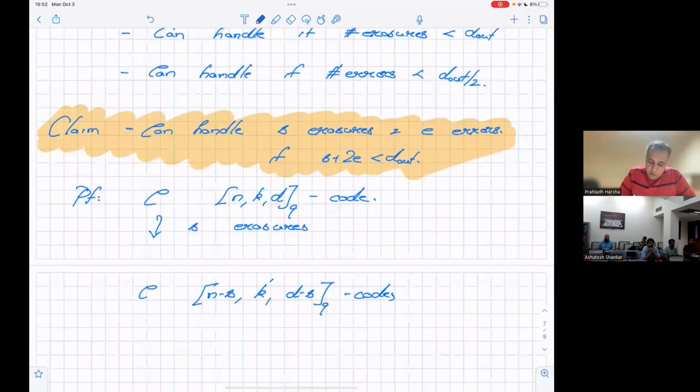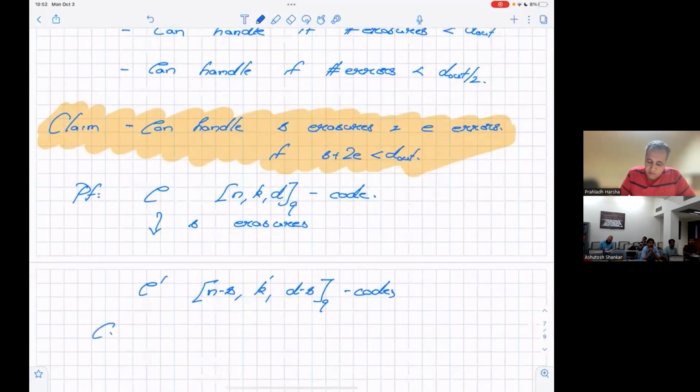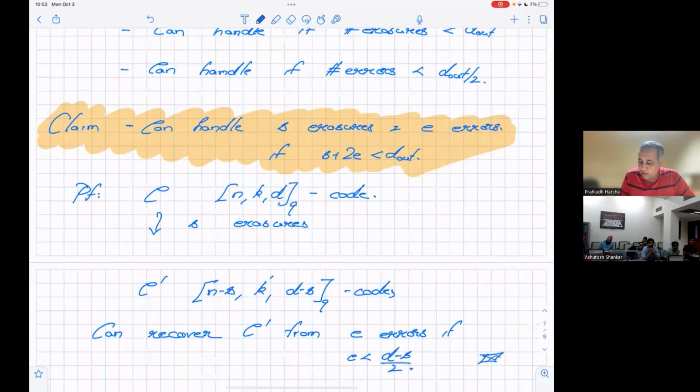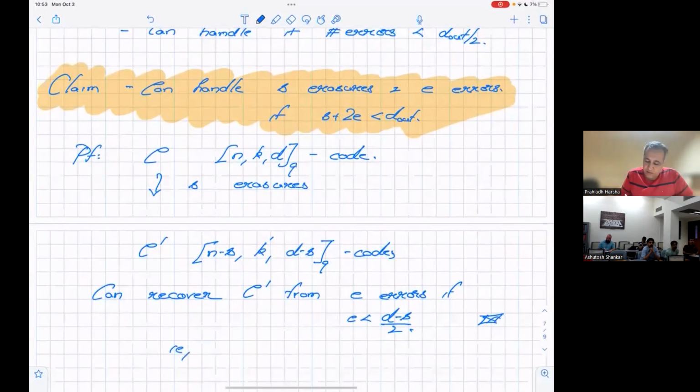So this is a new code C prime. I can recover C prime from e errors if e is less than d minus s by 2. And that was the end of the story. That is, 2e plus s is less than d. So all I want to claim is that for any code, you must be able to recover if twice the number of errors plus the number of erasures is less than the distance.